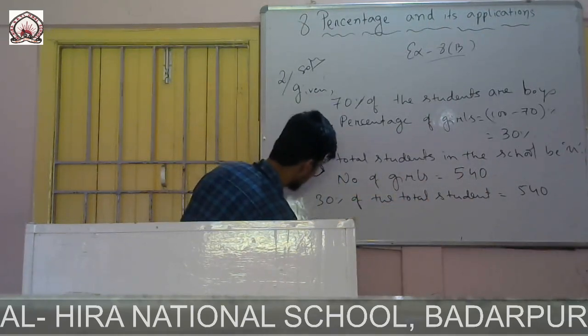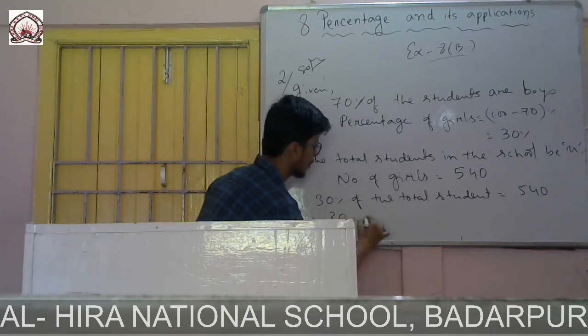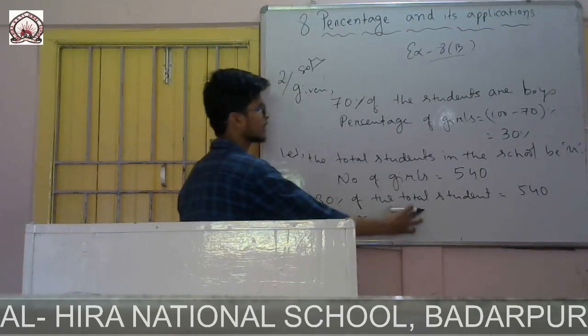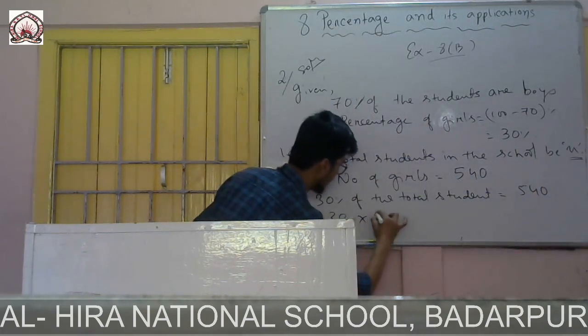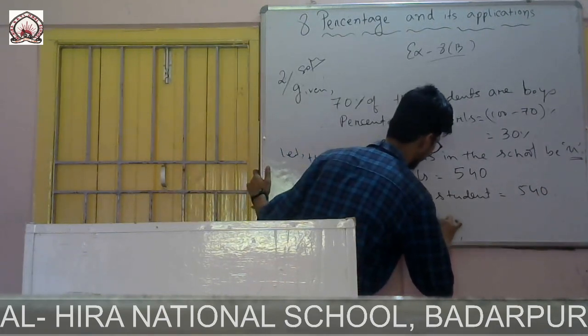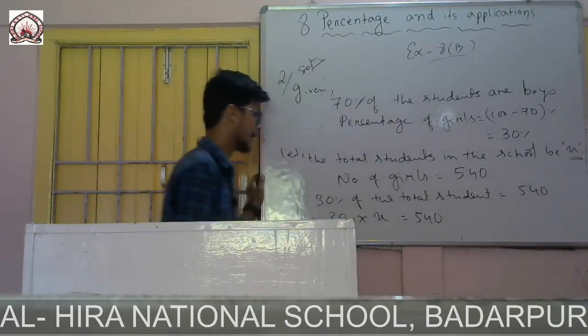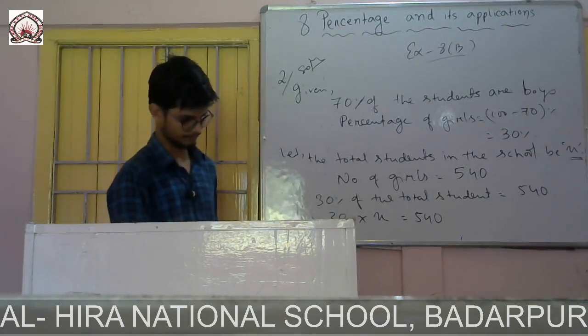So 30% of the total students means 30% is 30 by 100, of means into, and the total students we write as x. So I will write 30 by 100 into x equals 540.